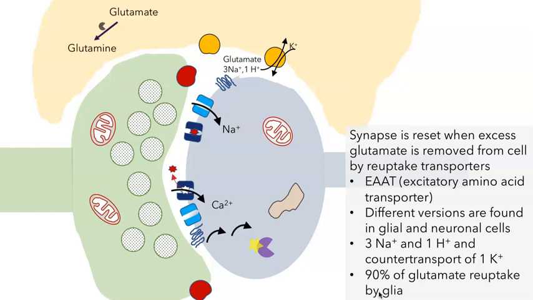The astrocytes convert glutamate into another amino acid, glutamine, and then glutamine can be transferred back to the presynaptic cell where, in the mitochondria, it can be reconverted into glutamate. As the glutamate is removed, the channels will close, the magnesium block will be returned, and now the synapse is ready for the next event.